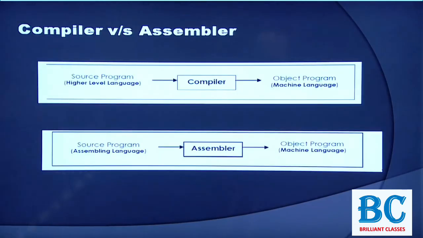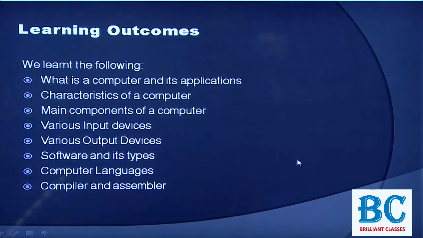When we are talking about computer languages, the computers understand machine level language, so hence we require compilers and assemblers. You can see over here, a compiler converts a source program in high level language to an object program, that is in machine language. We similarly have an assembler, wherein an assembly language program is converted to a machine language program.